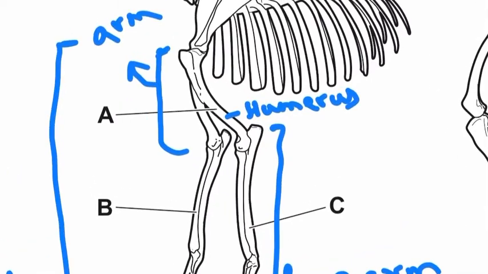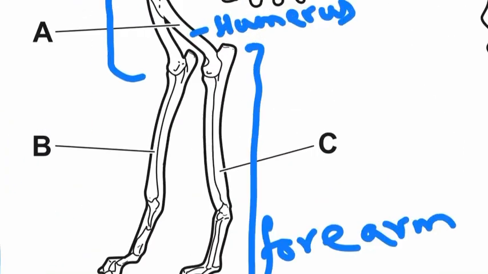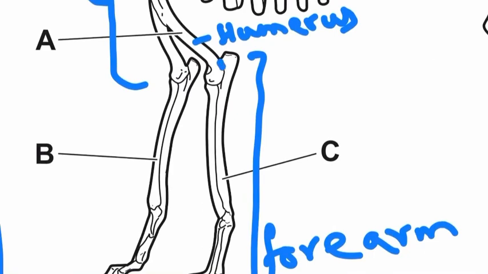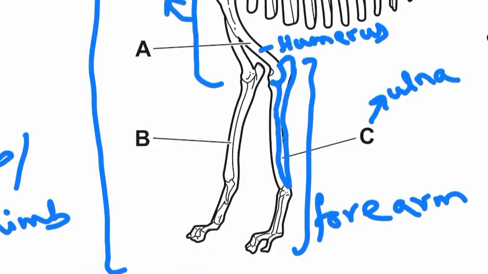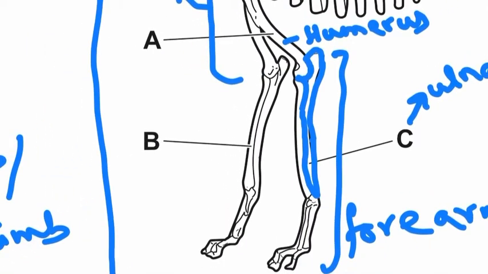There is a humerus bone in the arm, the only bone in the arm, and ulna has a U-shaped head. This is the ulna bone, and ulna has the U-shaped head which fits into the humerus. So guys, C is ulna, and the bone on the side of the ulna is the radius. So guys, B is the radius.